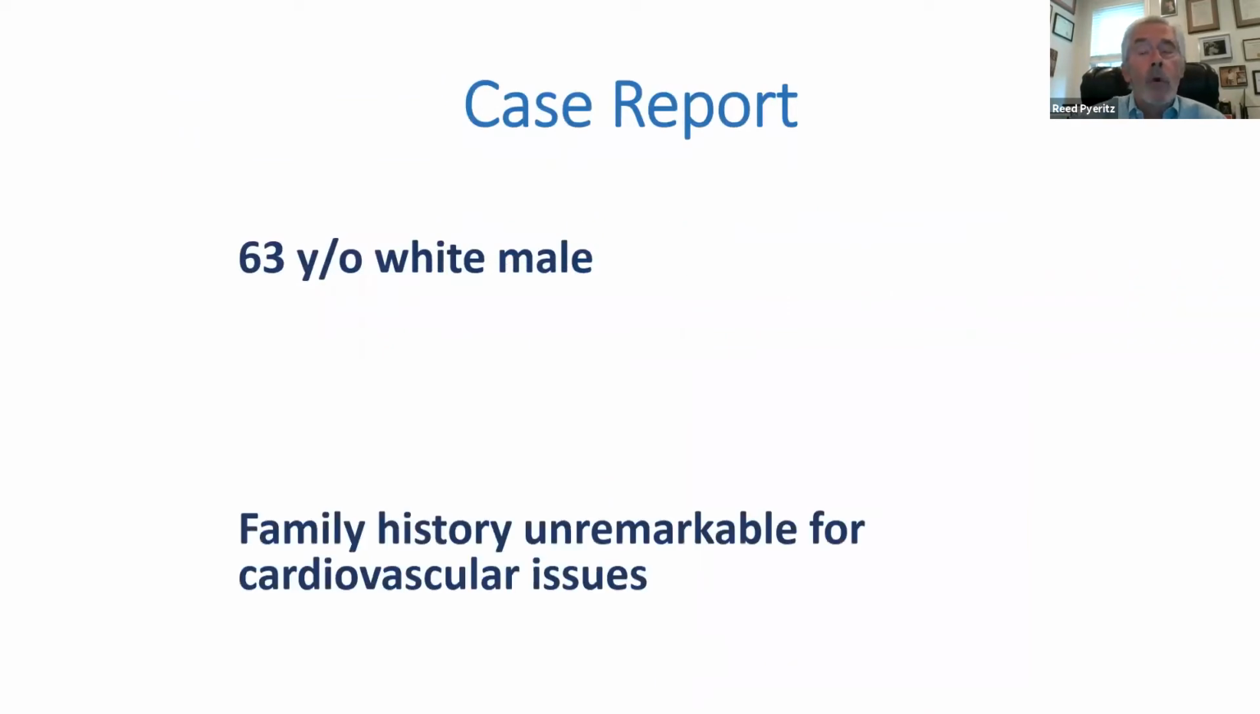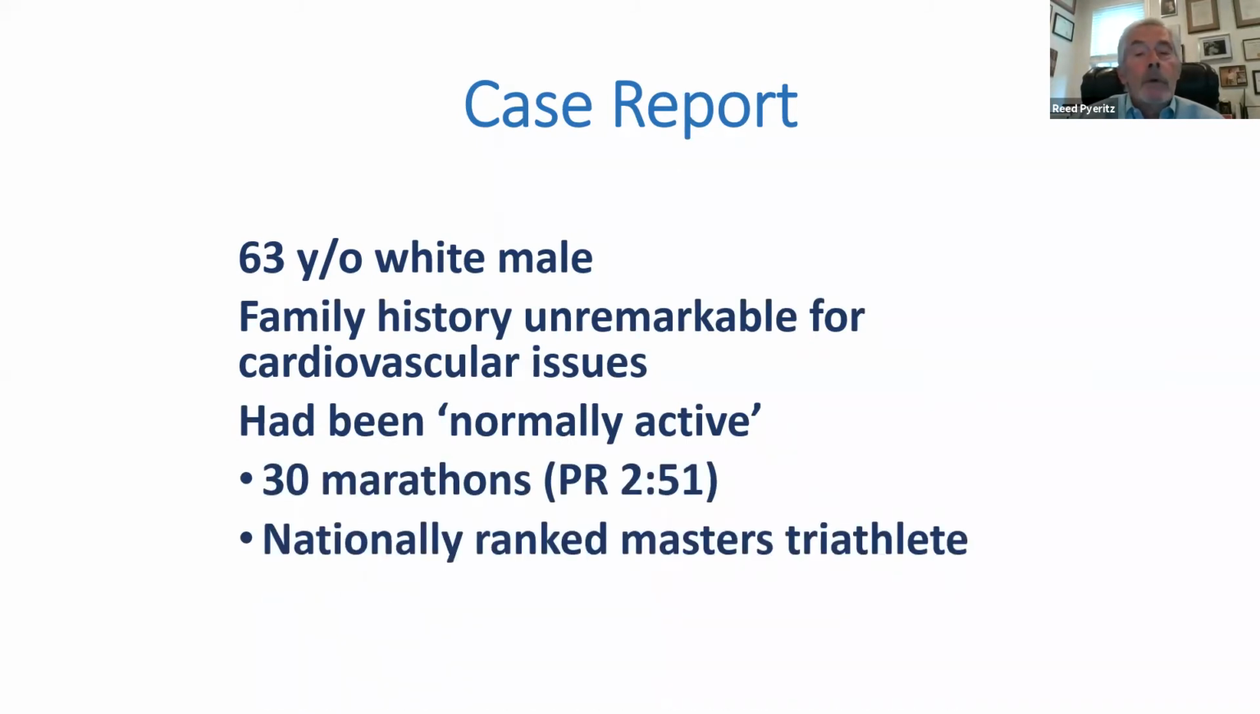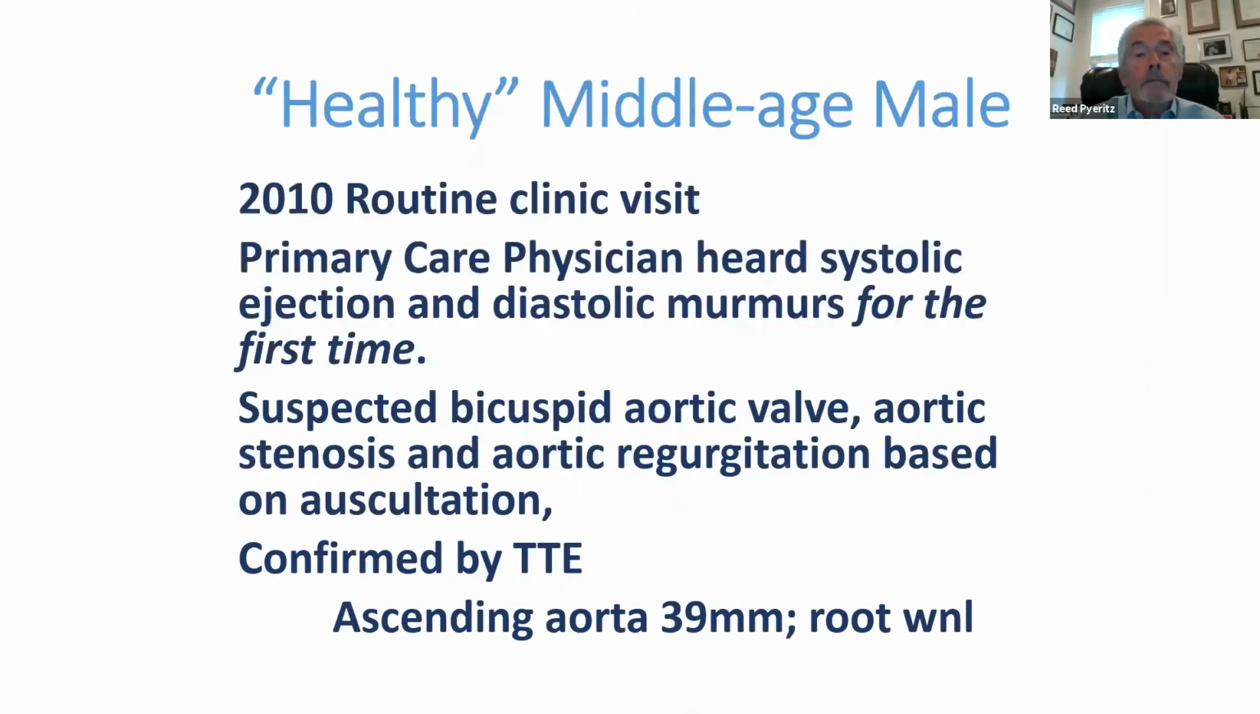So here's a case report, and I won't keep you in suspense because it is about me. When I was 63 years old, I was being evaluated by my regular physician for a routine visit. And for the first time, he heard an aortic murmur, which was both systolic, consistent with ejection. Systolic ejection murmurs are consistent with aortic stenosis, and a diastolic murmur consistent with aortic regurgitation.